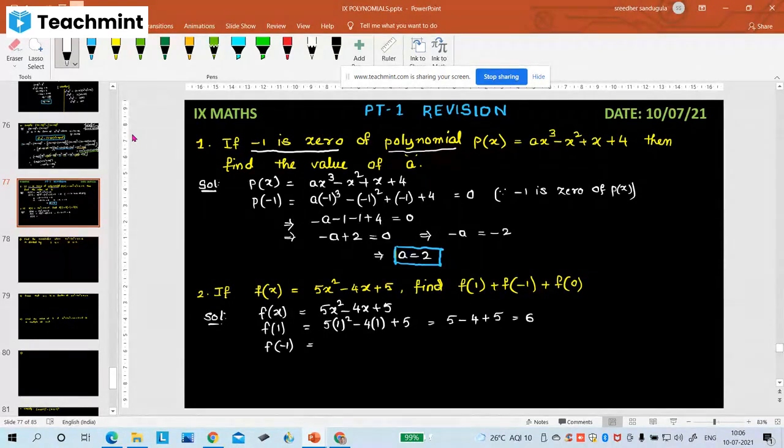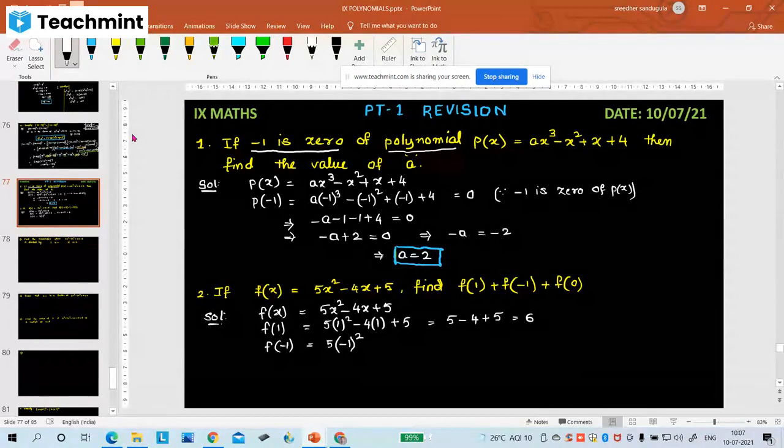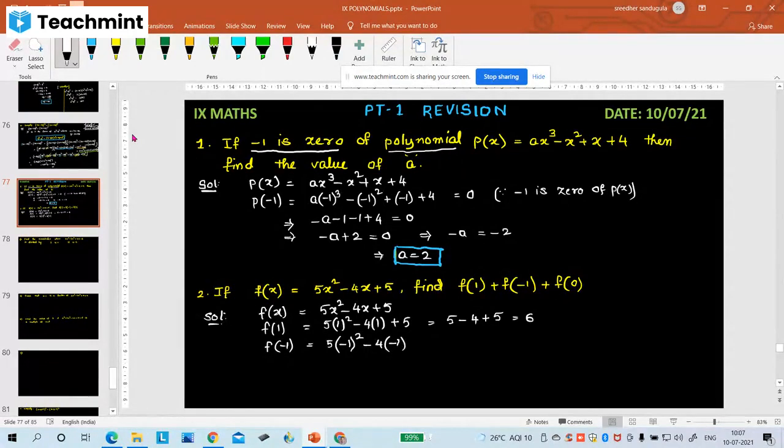F of minus 1: wherever x is there you have to substitute minus 1. 5 into x square, that means 5 into minus 1 whole square, minus 4 into minus 1 plus 5. That implies, what is minus 1 whole square? 1. 1 into 5 you get 5.